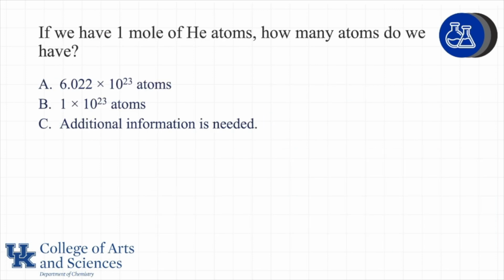If we have 1 mole of helium atoms, how many atoms do we have? We're talking about 1 mole, therefore A is the correct answer. We have 6.022 times 10 to the 23rd atoms. 1 mole of atoms contains 6.022 times 10 to the 23rd atoms, just as 1 dozen of something contains 12 of that thing.